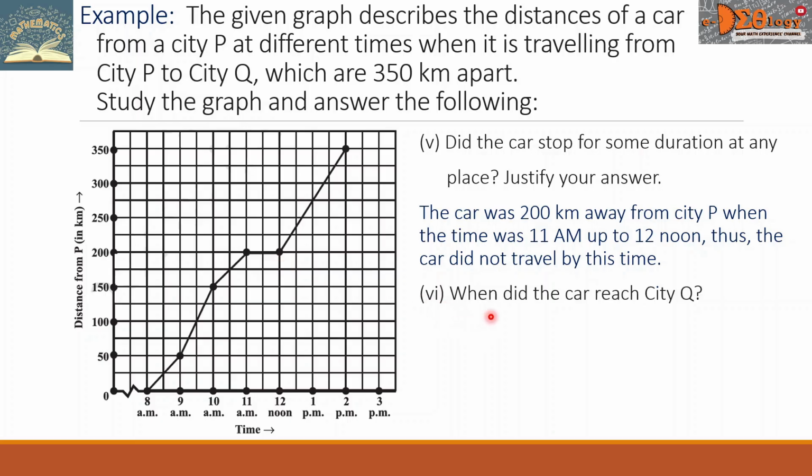Sixth question, when did the car reach city Q? On the graph, it shows that the car reached city Q at 2 p.m.